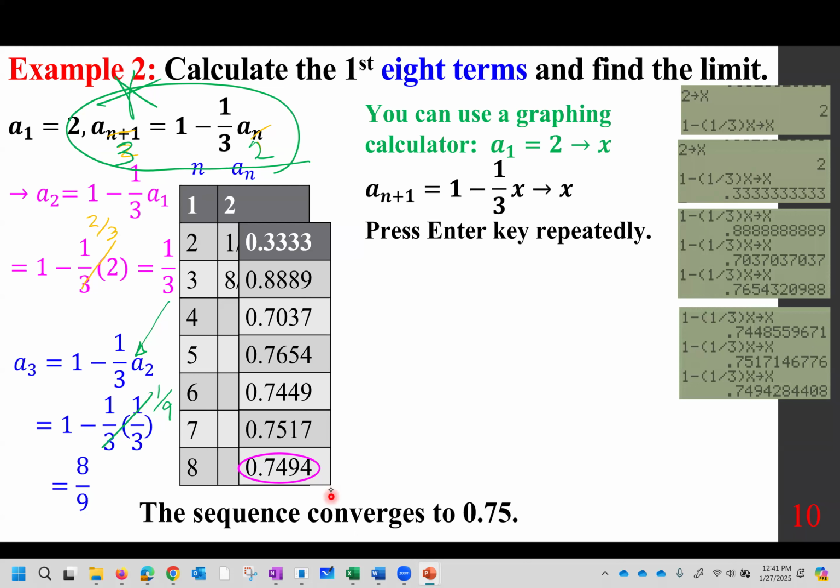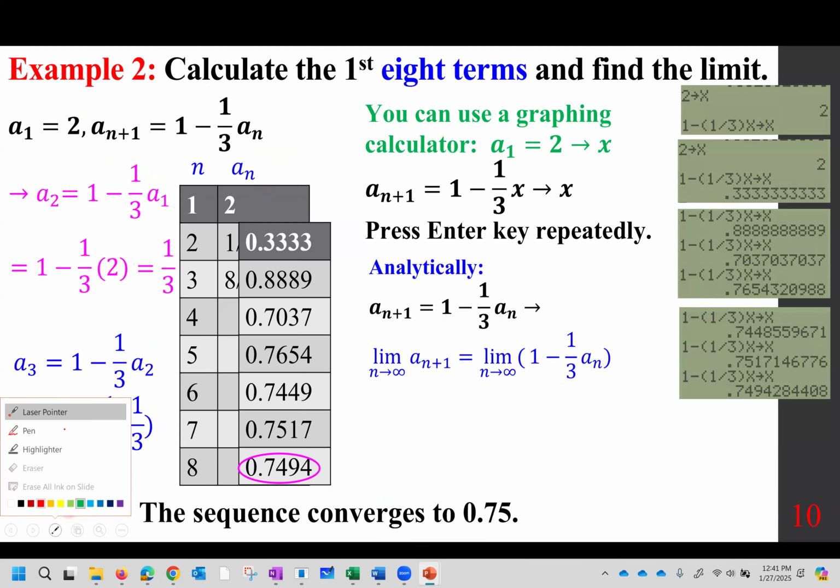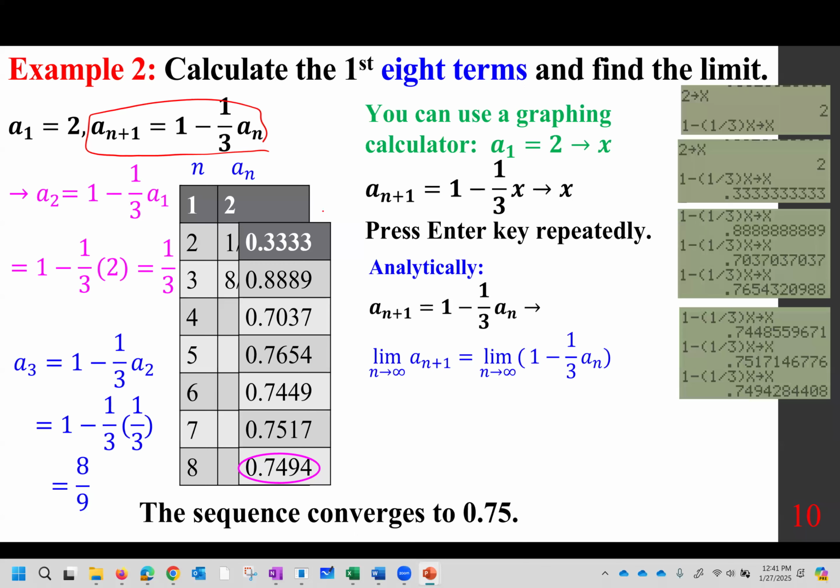So we start with the given. The given is a sub n plus 1 is 1 minus 1/3 a sub n. This is given, right? So we are going to rewrite it. The limit of the left is equal to the limit of the right as n approaches infinity. And the limit of the right is the limit of this number minus 1/3 limit of this number. This is 1. And this is minus 1/3 limit of a sub n as n approaches infinity.